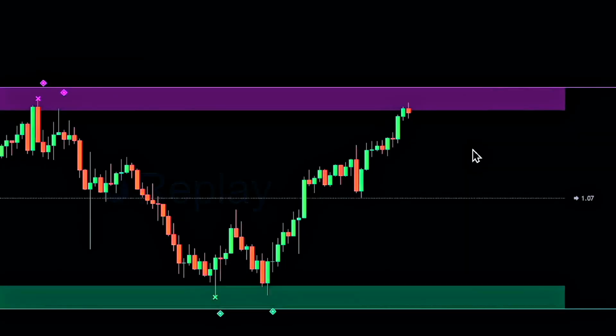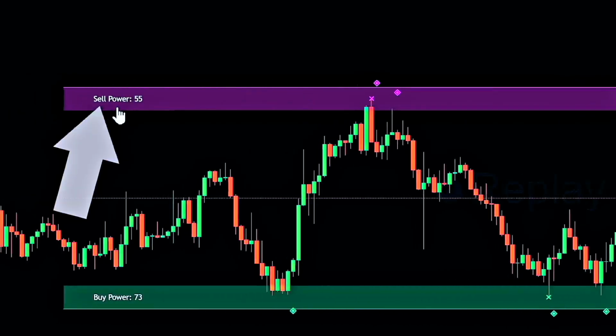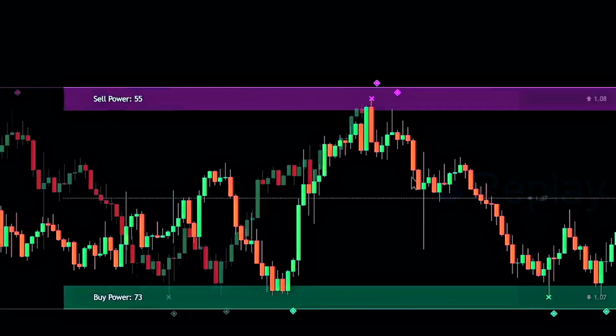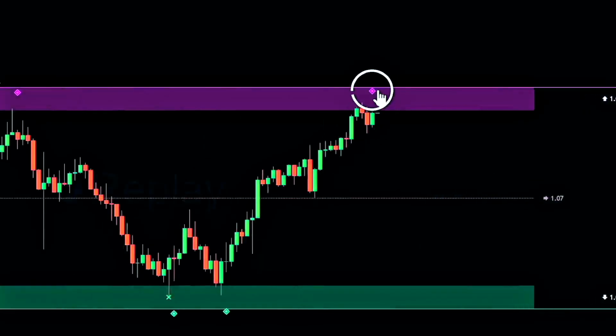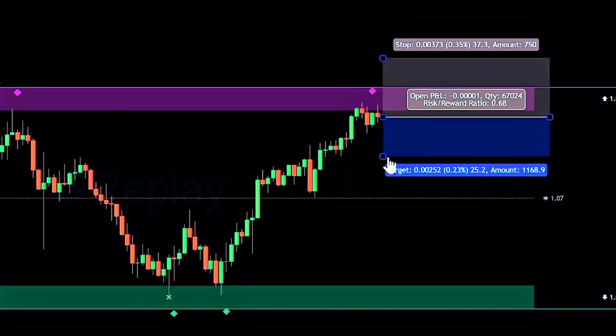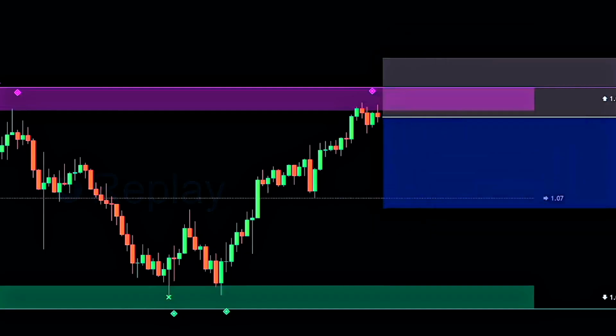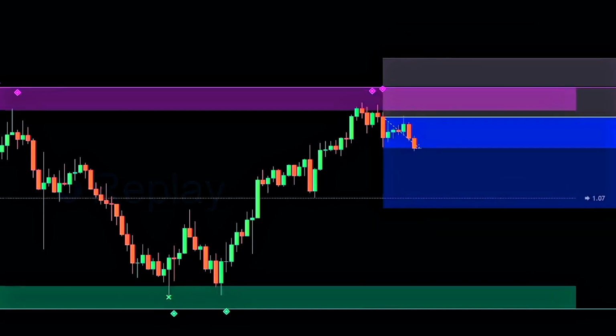For a bearish setup, it's the opposite. You want to see price enter the pink sell power zone. If the indicator shows strong sell pressure and then prints a diamond, that's your cue for a potential short entry. The whole idea is that the tool makes spotting these opportunities quick and straightforward.